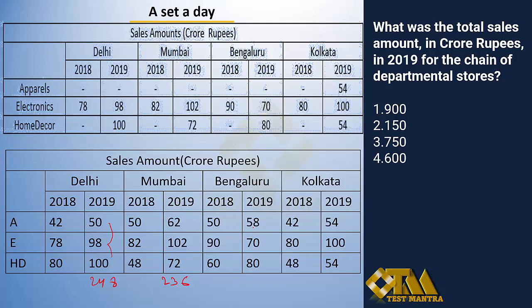Then 58, 70 and 80, so 150 plus 58 is 208, and here 108 plus 100 is 208. So let's add these values. If you add the figures, you'll get the summation as how much? 900. So the value is supposed to be 900.